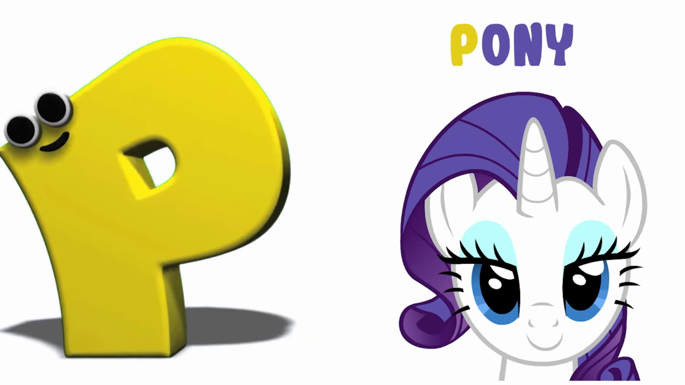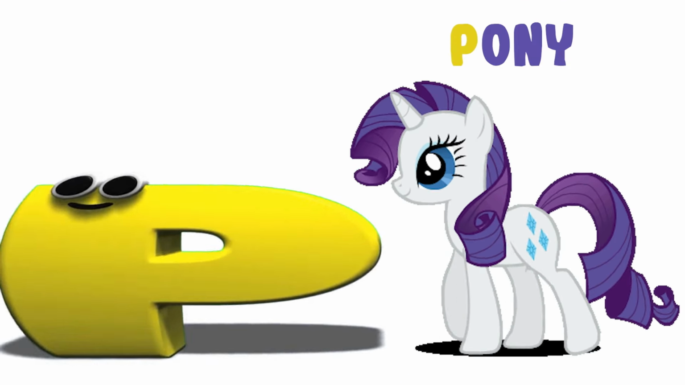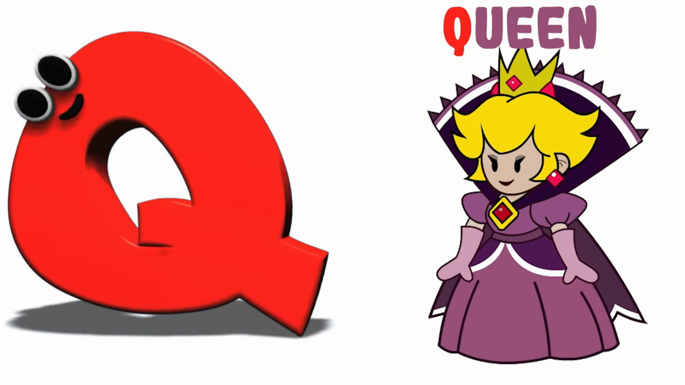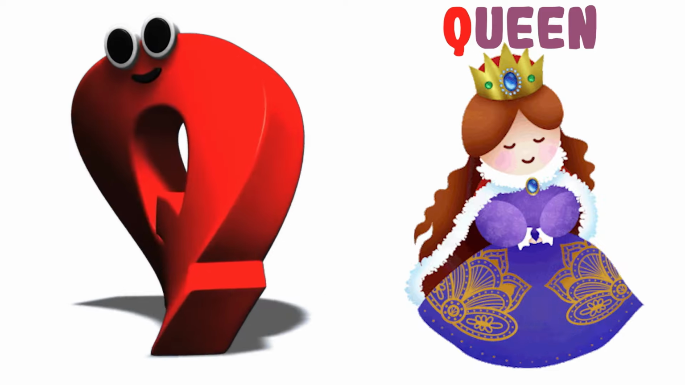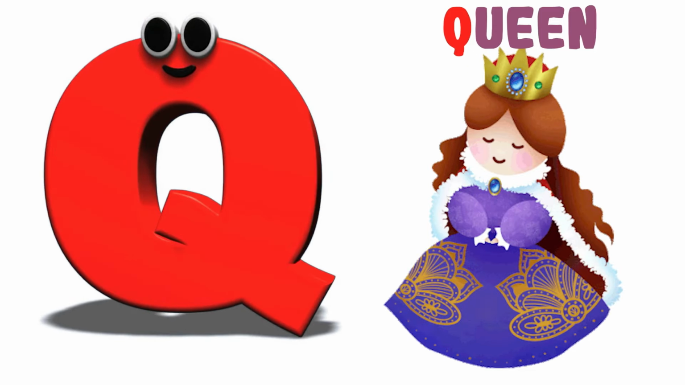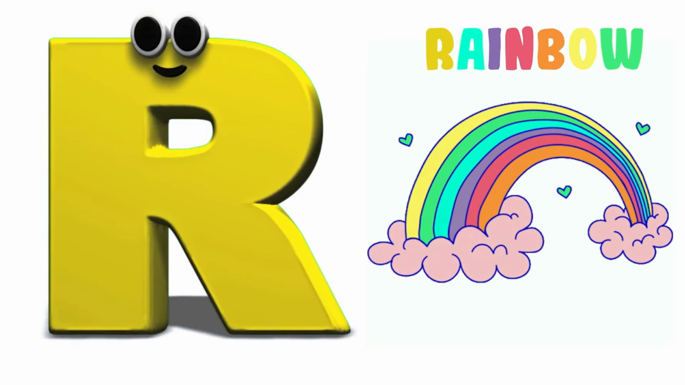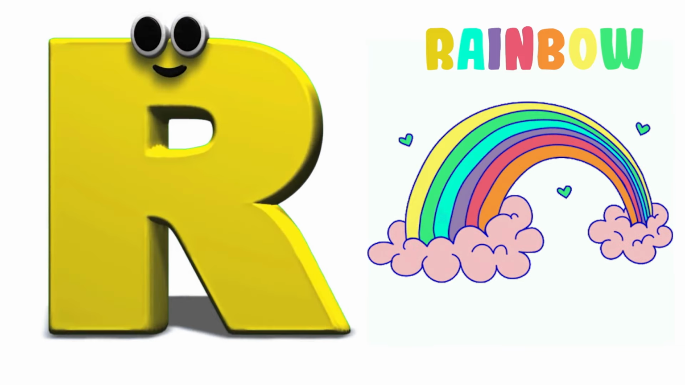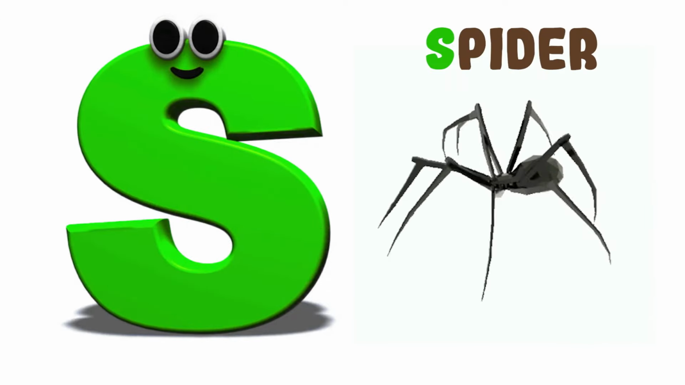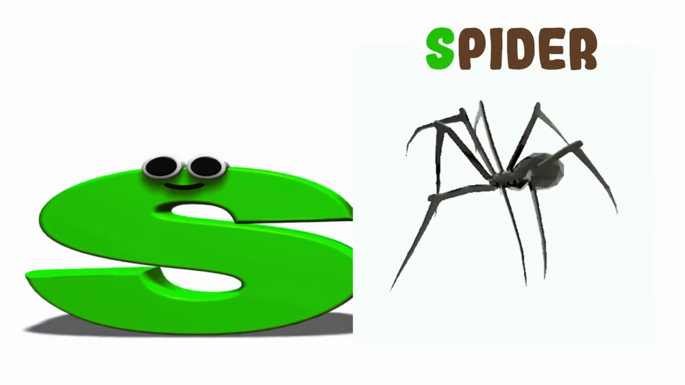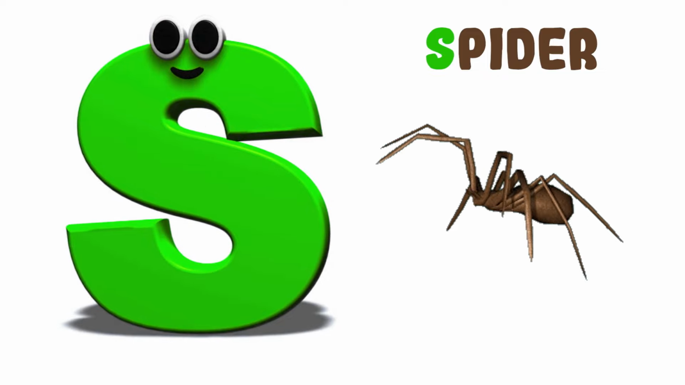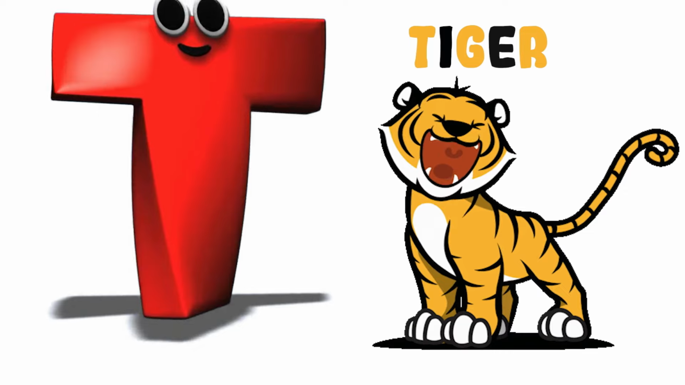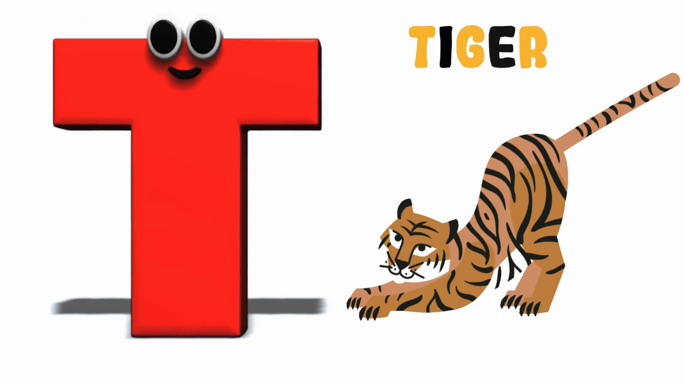P is for pony, p, pony, P, pony. Q is for queen, k, queen, Q, queen. R is for rainbow, r, r, rainbow, R, rainbow. S is for spider, tiger, tiger.